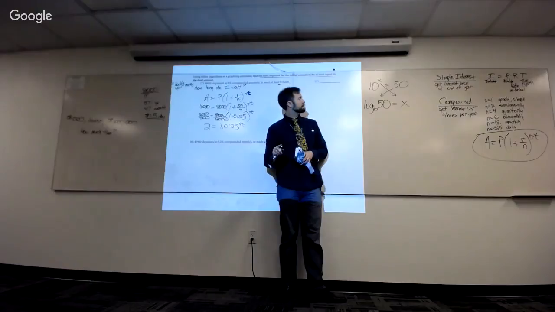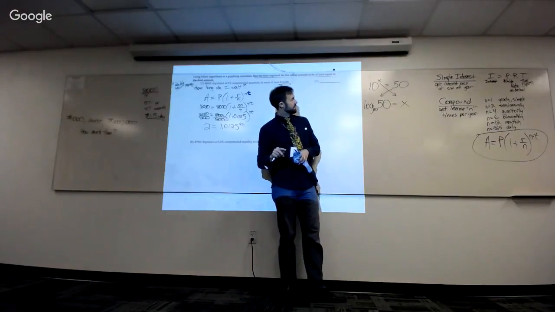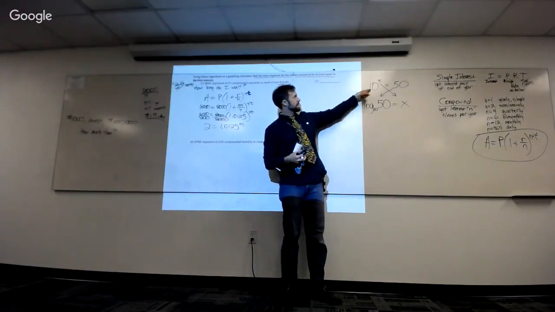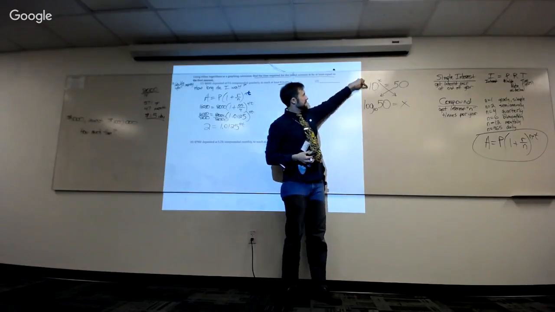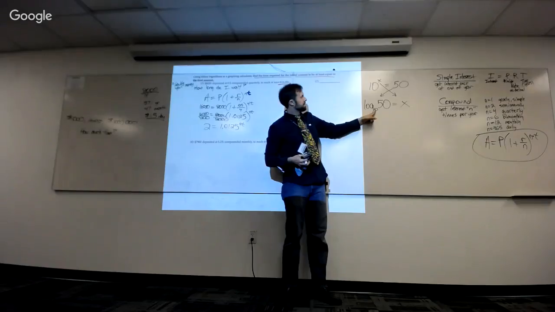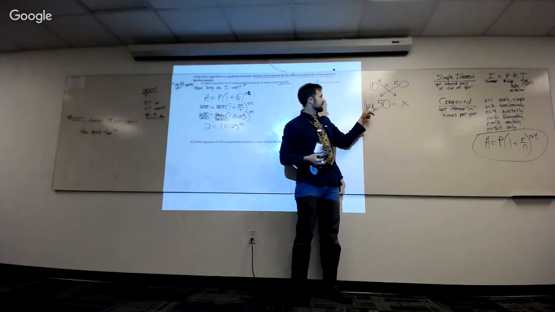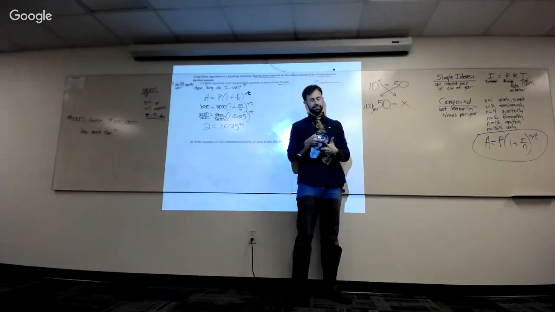So you take your exponential expression, and it's log base 10. Notice this is still the base. This is base to an exponent. So base to the exponent equals the answer. The base becomes the base of the log, but then you switch the exponent and the answer, so it's log base 10 of 50 equals x.